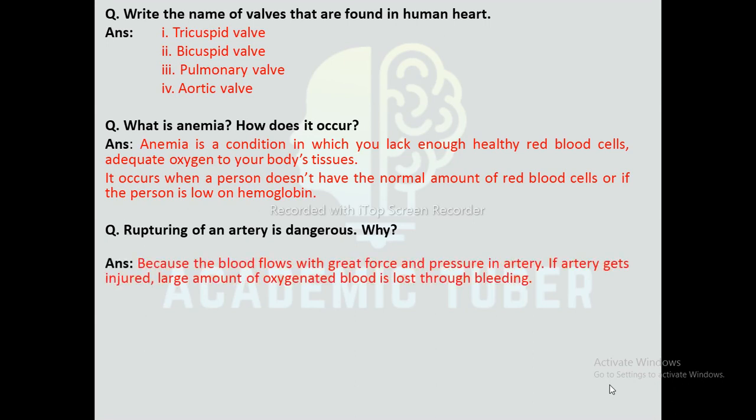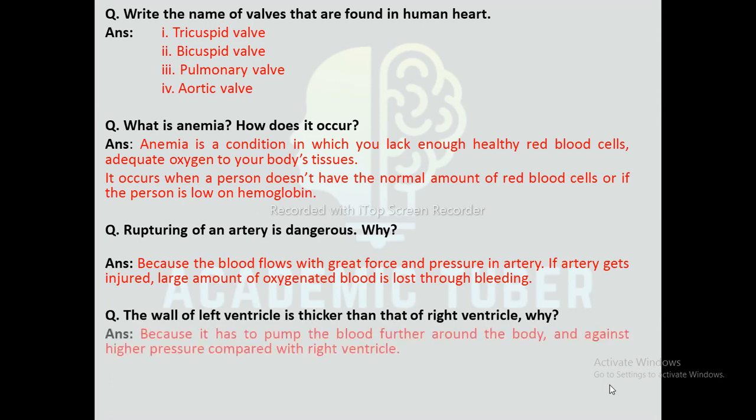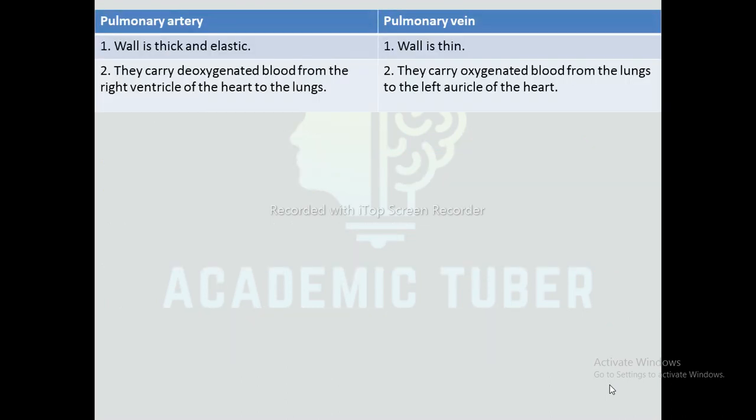Rupturing of arteries is dangerous. Why? Because the blood flows with great force and pressure in arteries. If arteries get injured, a large amount of oxygenated blood is lost through bleeding. The wall of the left ventricle is thicker than that of the right ventricle. Why? Because it has to pump the blood further around the body and against higher pressure compared with the right ventricle.